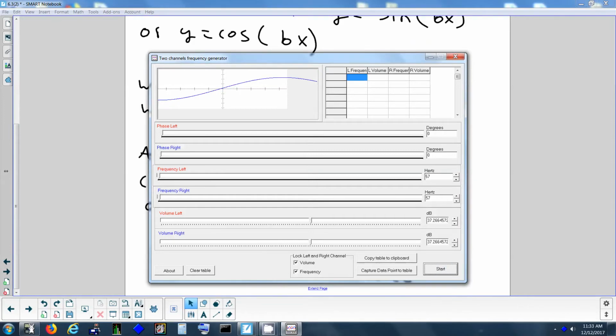Something's resonating. What's that? Like the bass in my car. Oh yeah, that's like music. Wait, put it back on. That made me like sleep. 57? Oh yeah.